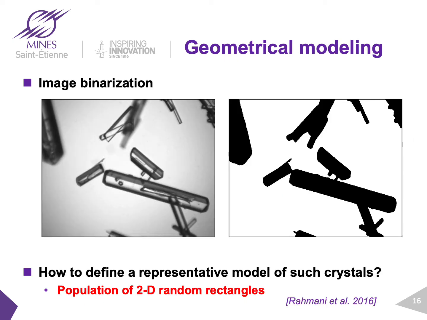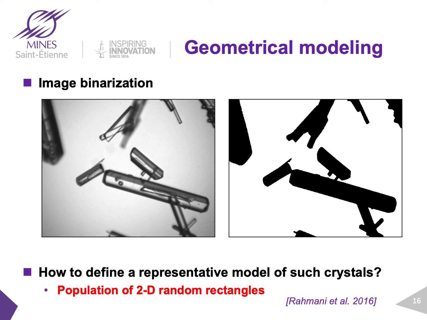So now we are going to speak about geometrical modeling, as I told you. So the first step is to try to simplify your 2D gray level image just by image binarization. So here you have an example. It's not so easy because, as I told you, you have a transparent part where the color is very close to the background. But we can do that. And so if you have this image, now we would like to know how we can define a geometrical model of such images. It means how we can simulate some images which are representative of this real data.